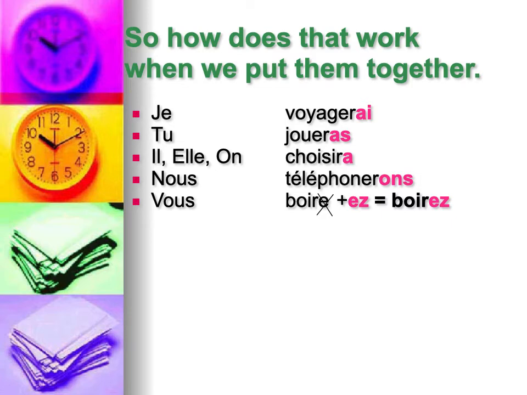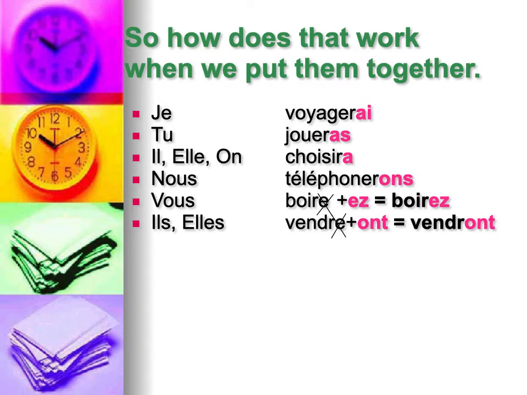And if I'm conjugating il or elle for vendre, what would that be? Vendre for il and elle, that would be vendra. Something happened there again. Do you know what it was? Yep, we had to take off that final E.